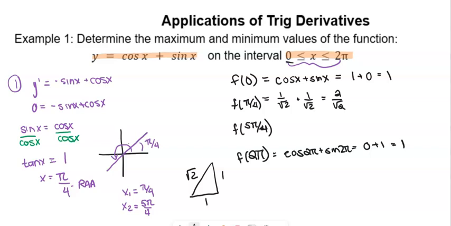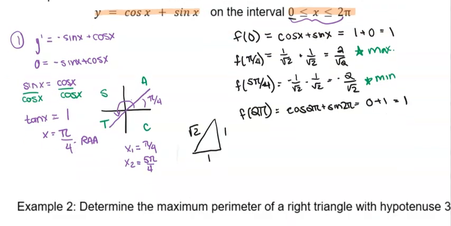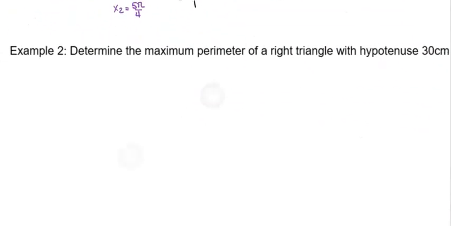For 5 pi over 4, I'm thinking about being in this quadrant over here. So now I'm going to have the same numerical values, except sine and cos are both negative in this case. Okay, so now I'm going to see what my maximum values are and my minimum values are. This is my minimum, it's my only negative, and this is my maximum. Okay, let's try another problem.